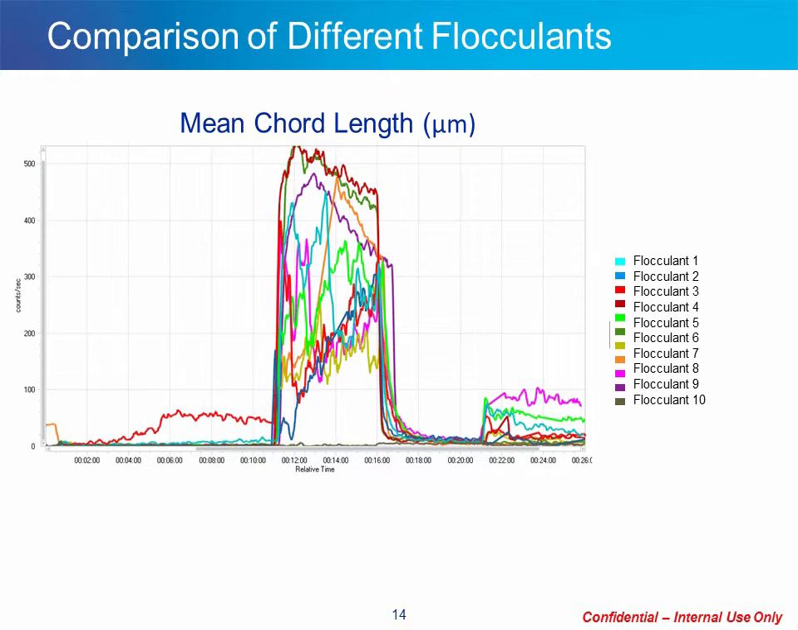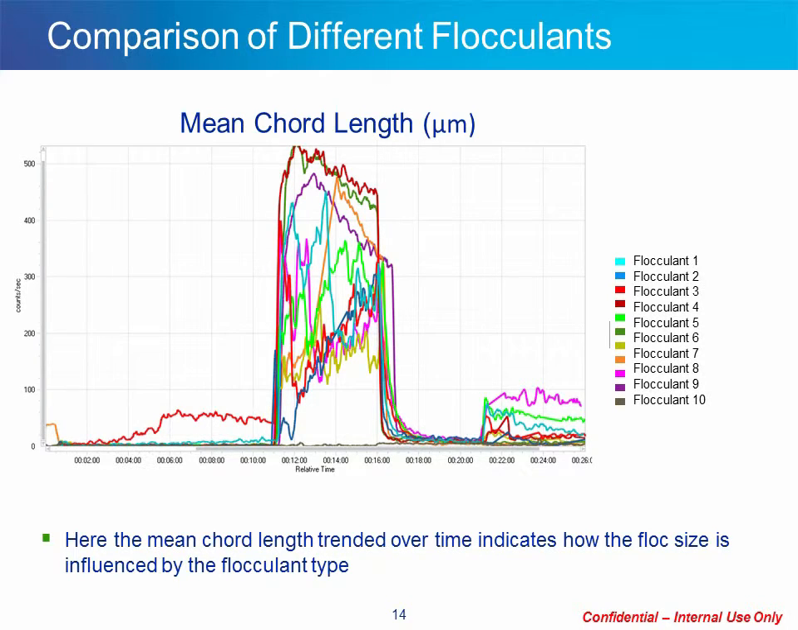And here we're looking at the mean chord length trended over time, again for these 10 different flocculants. So very quickly we have this ability to understand the influence of the flocculant type on not only the fines capture, but also on the average floc size that we're measuring and how that changes under different shear conditions.